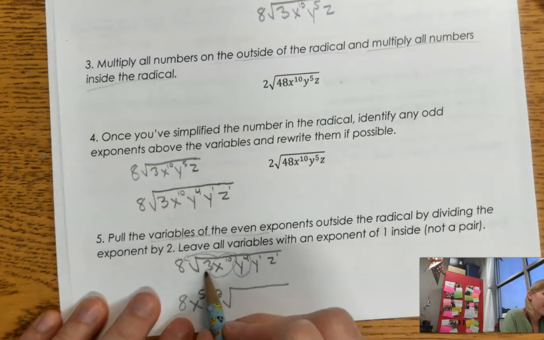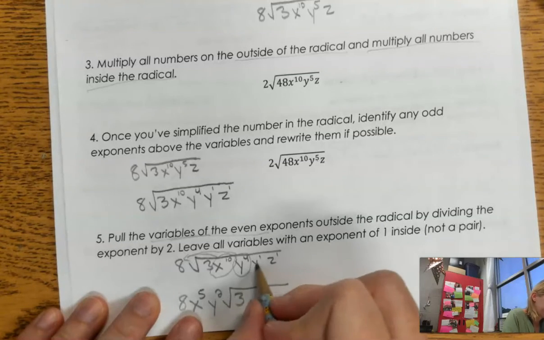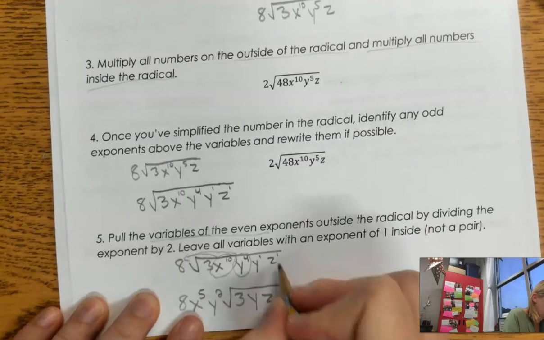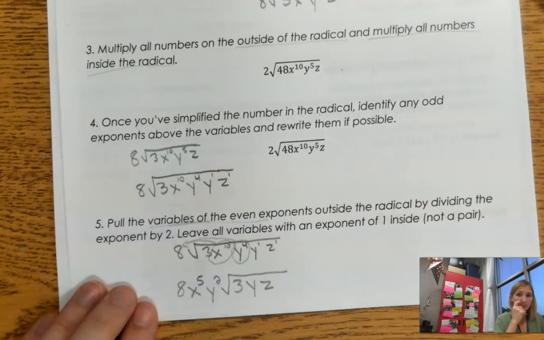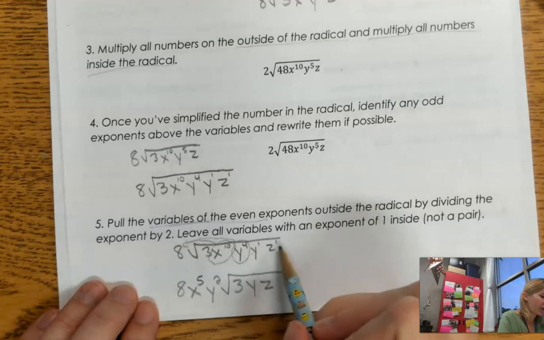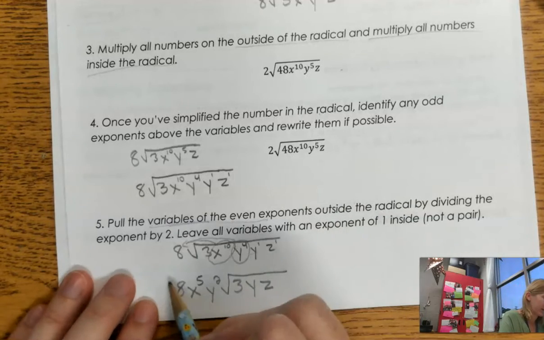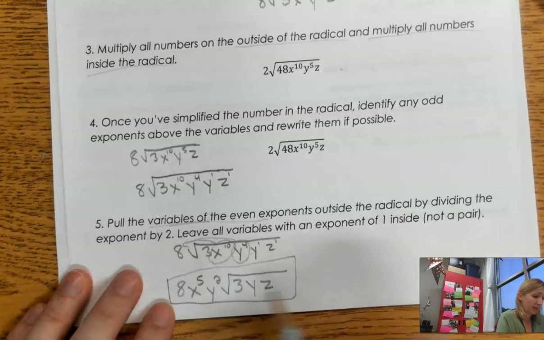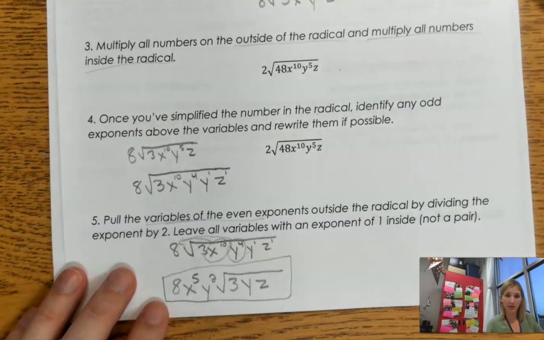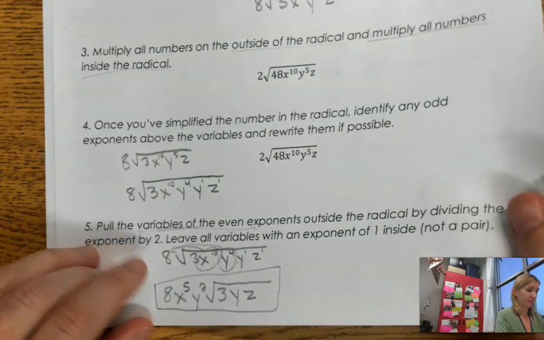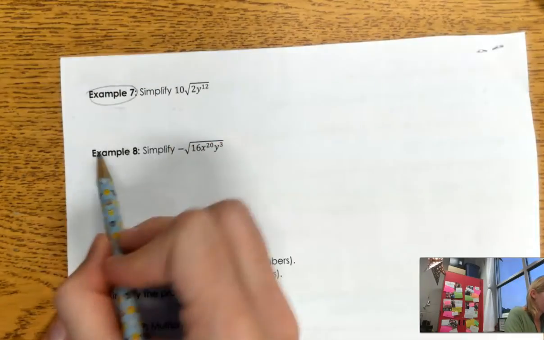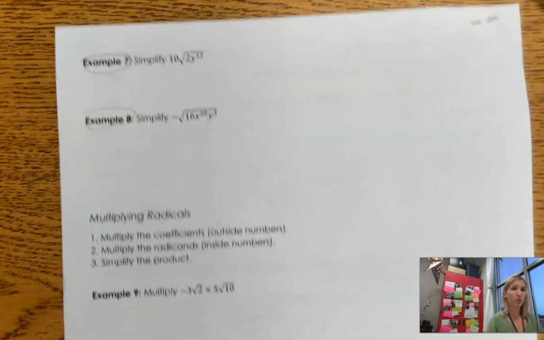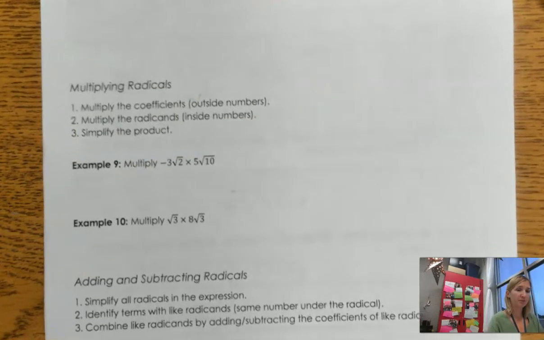And the only things left inside the radical are the 3, the y to the 1st, and the z to the 1st. Notice I don't need to write 1 as an exponent. It's understood. It's not a pair, so it does not get to come out. There's my simplified expression. I want you to go ahead and try example 7 and example 8 on your own, and then we will review it before the quiz.